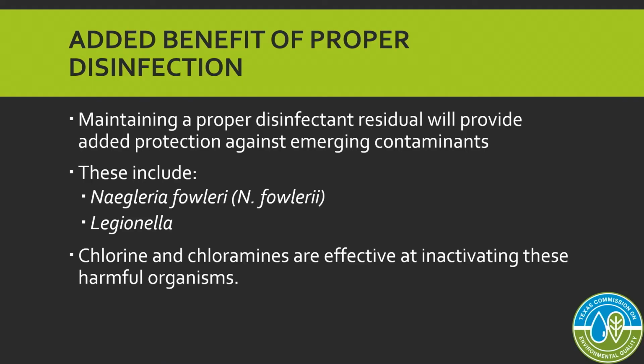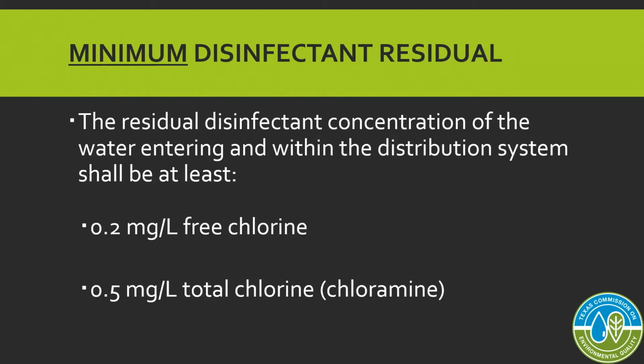And like I said, both chlorine and chloramines, as long as you're maintaining them above that minimum residual, will give you added protection against some of these emerging contaminants. All right, like I said, you're aiming for that sweet spot between the required minimum and the limited maximum. So what you want to do is make sure you know what residual you're running in your distribution system. If you're a purchase system, make sure you know 100% what you're getting from the upstream system.